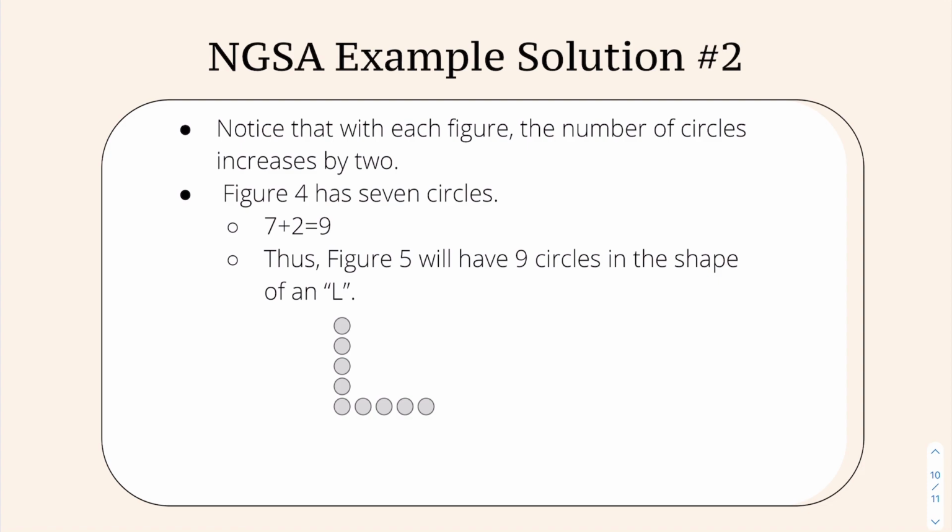So here's our solution. First you have to notice that with each figure, the number of circles increases by 2. Figure 4 has 7 circles. So you would do 7 plus 2, which equals 9. Thus, figure 5, the figure we are solving for, should have 9 circles in the shape of an L. And given that this is a short answer question, there are no choices.